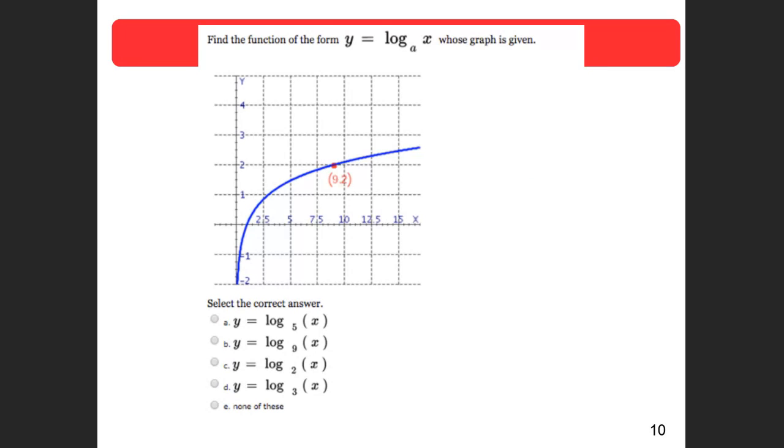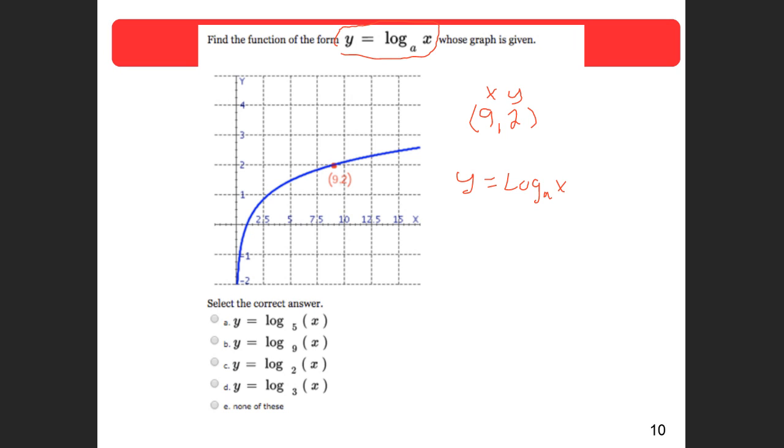Now this one, we're not going to do any graphing this week. However, you should be able to answer this function. It says, find the function of the form y is equal to log base a of x whose graph is given. All right, so I look there, and the first thing I see is they give me an ordered pair, 9, 2. So I know that when x is 9, y is equal to 2. So then I go back to this. They gave me y is equal to log base a of x.